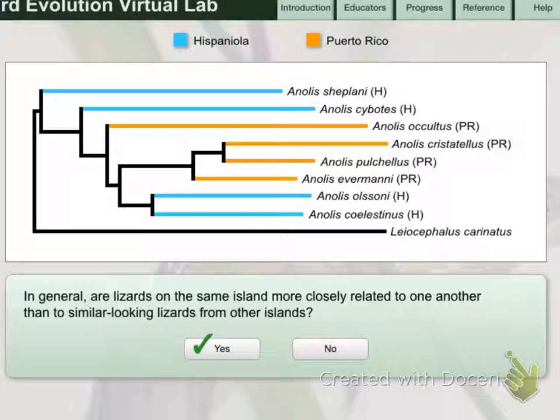So in general, lizards are going to be more closely related to other lizards on their same island. Okay.